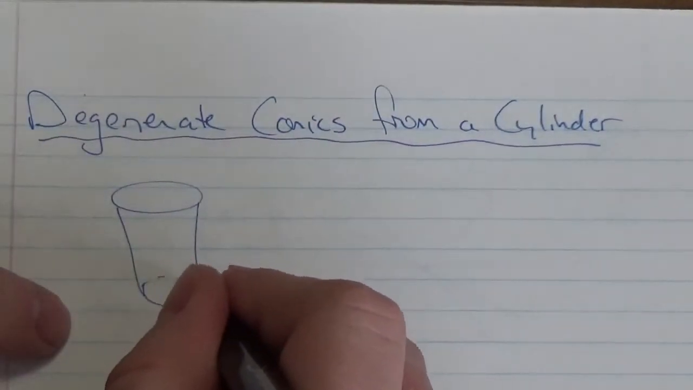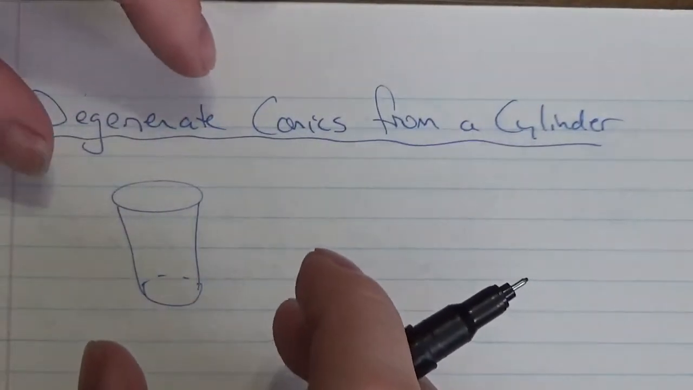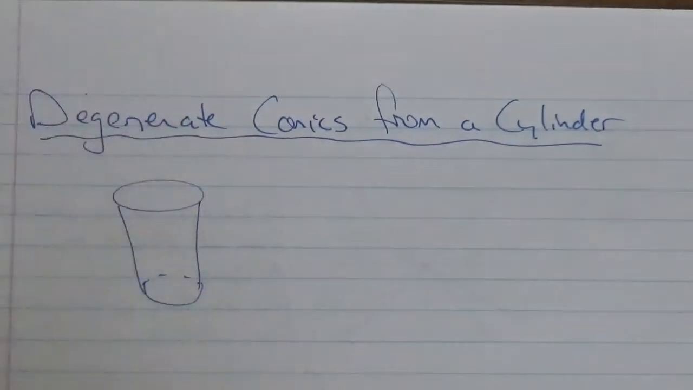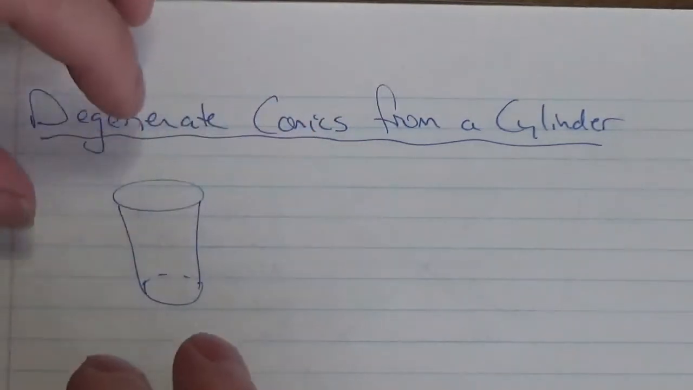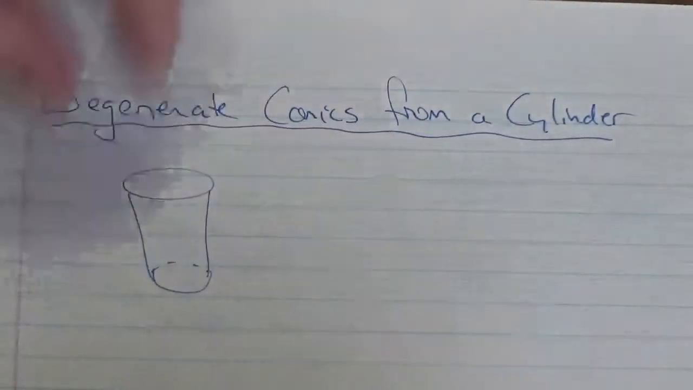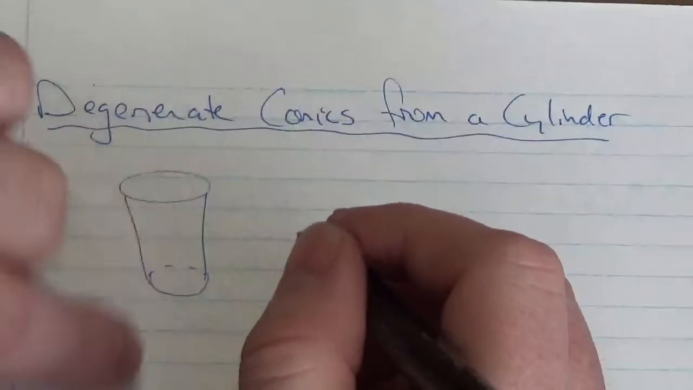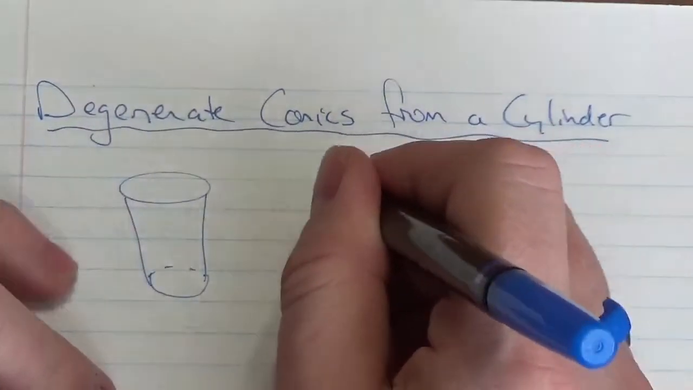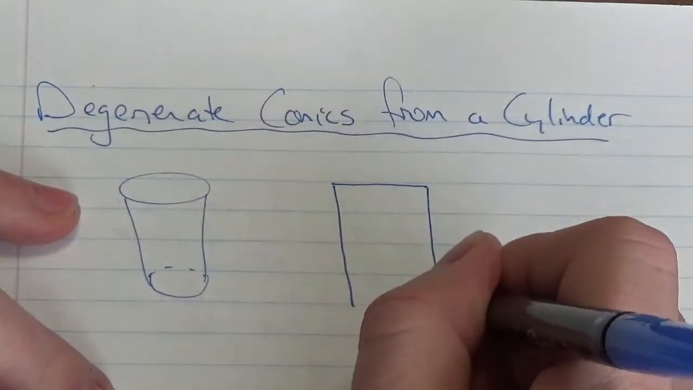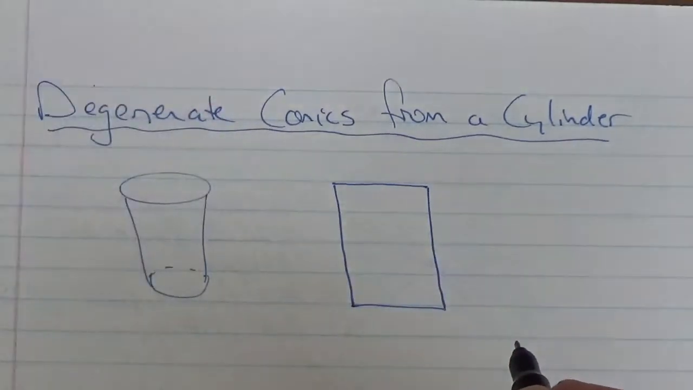Now what we're going to do is drop a cutting plane to it. Now remember that this is infinite. I've ended it here and here so you get a sense of what's going on, but this is really an infinite shape. So now let's look at it right from the side, and when we do that, your cylinder is going to look something like this. It's just going to look like a rectangle.